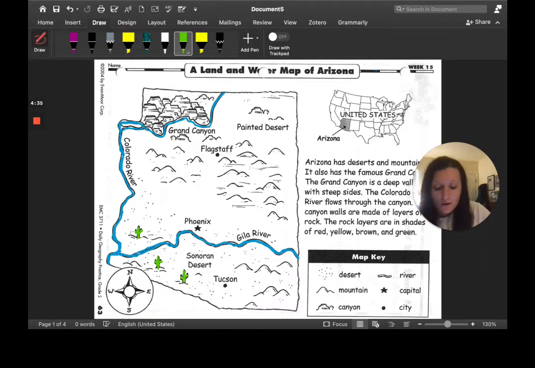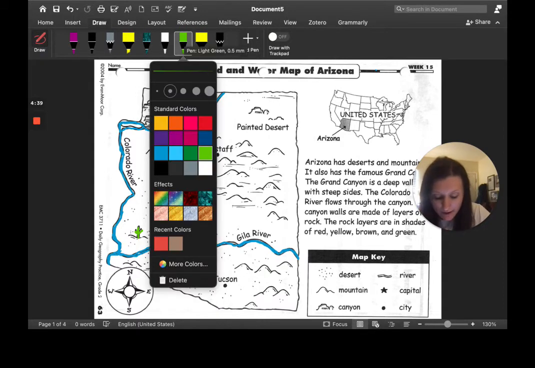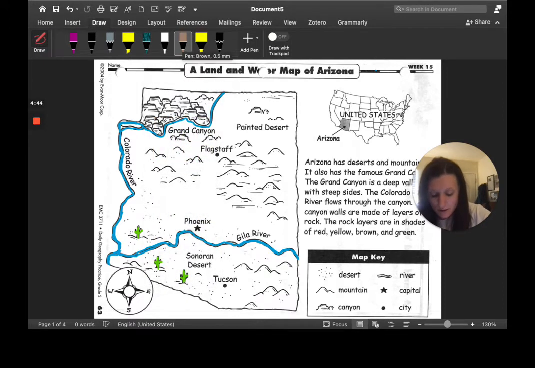And we know the desert is usually pretty dry, so let's grab a light brown color. And we can also fill in some of the ground here as well to show where the desert is located.